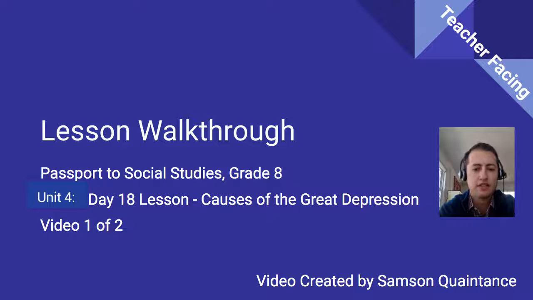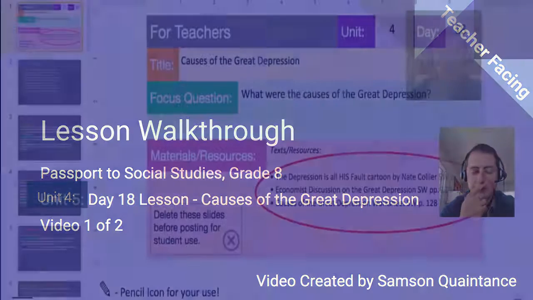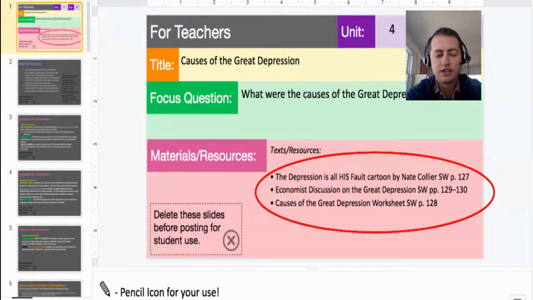In this video, I'm going to do a lesson walkthrough for Unit 4, Day 18, lesson Causes of the Great Depression. In the first video, I'm just going to walk through the lesson itself, and then in the second video, I'm going to show you how I would use a Google document for this lesson to assign it to students.